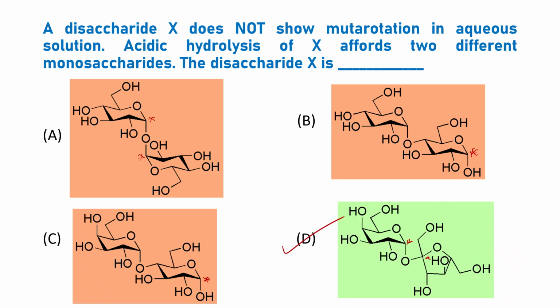So among the four options that are provided to us, what we see here, mutarotation is not possible in A and D, and D on hydrolysis will give two different carbohydrates. So the answer for this particular question is D.